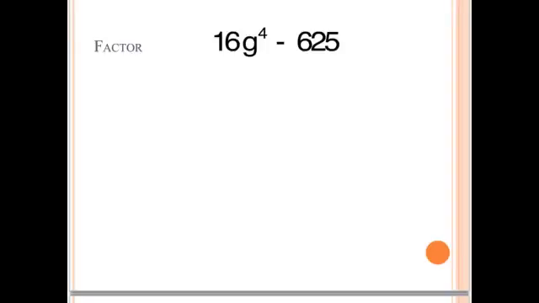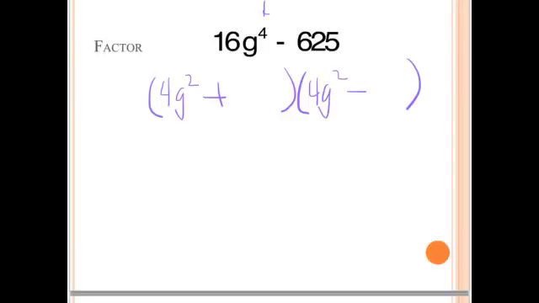So we have a difference on this one, and it's obviously not cubed because I have g to the 4th, so it must be the difference of 2 squares, so plus minus. I take the square root of the first one, which is 4g squared, and then I take the square root of the second one, which is 25. And then I double check it again. This one is fine. I can't do anything with this.